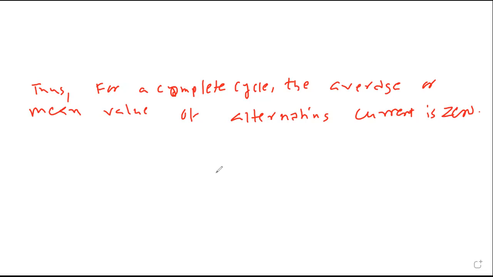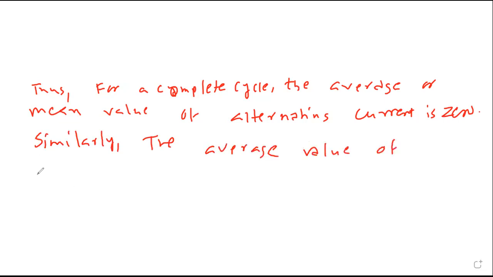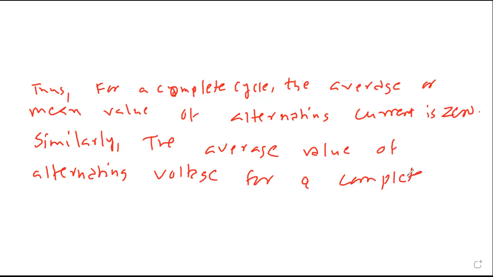Thus, for complete cycle, average or mean value of alternating current is 0. Similarly, the average value of alternating voltage for a complete cycle is also 0. Right. Sometimes only in one liner they can ask. This is for complete cycle, or for half cycle it will come different.